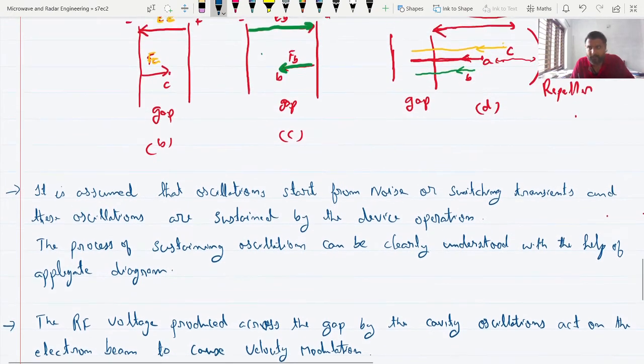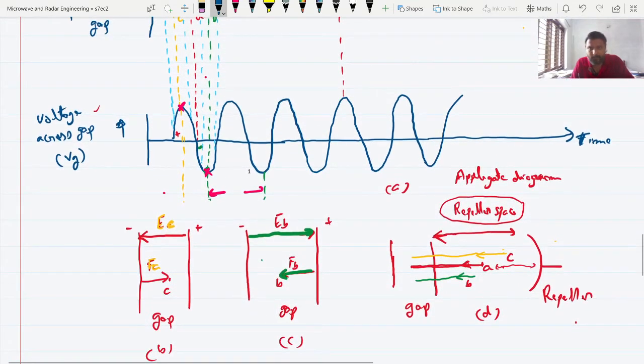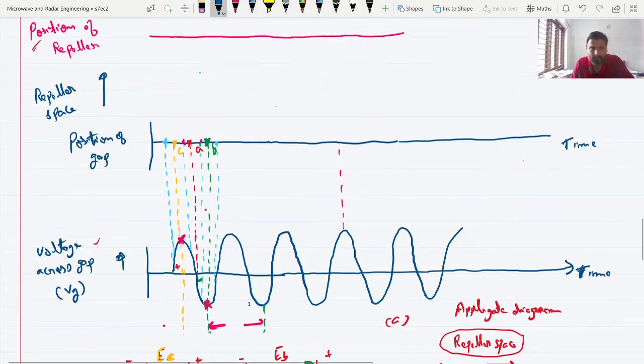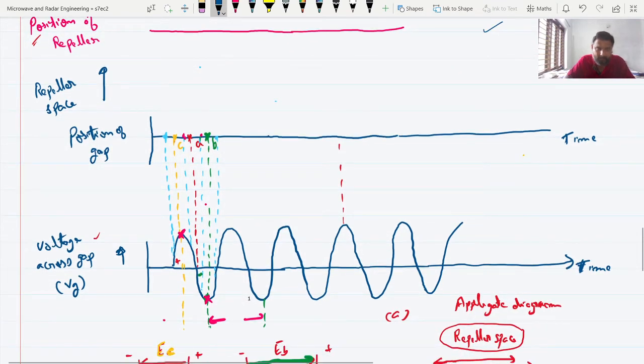I will explain the initial condition. This is the applegate diagram. The first part of the diagram indicated here is the position of the repeller. The second, from here to here, is the repeller space, as indicated here. I will show the position of the gap. I will draw how the graph becomes. And this is the signal given across the gap, that is, the voltage across the gap, given by Vg.